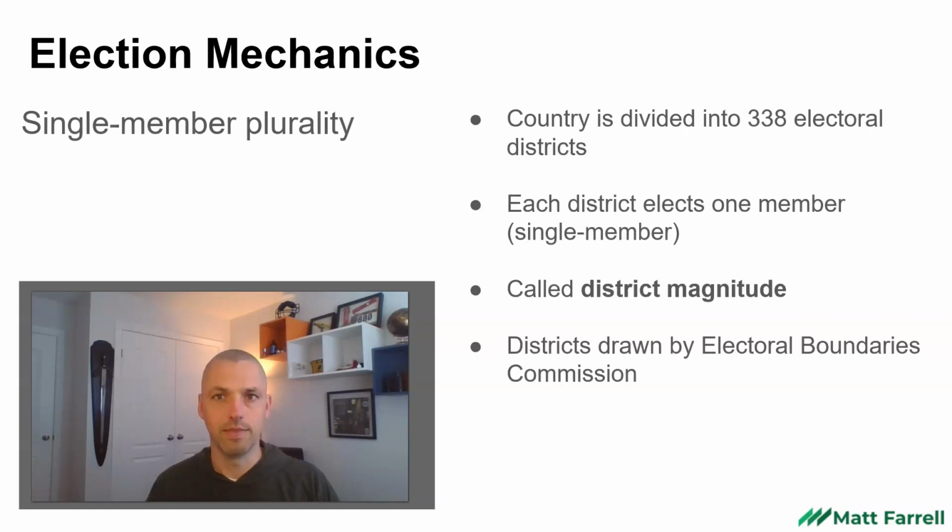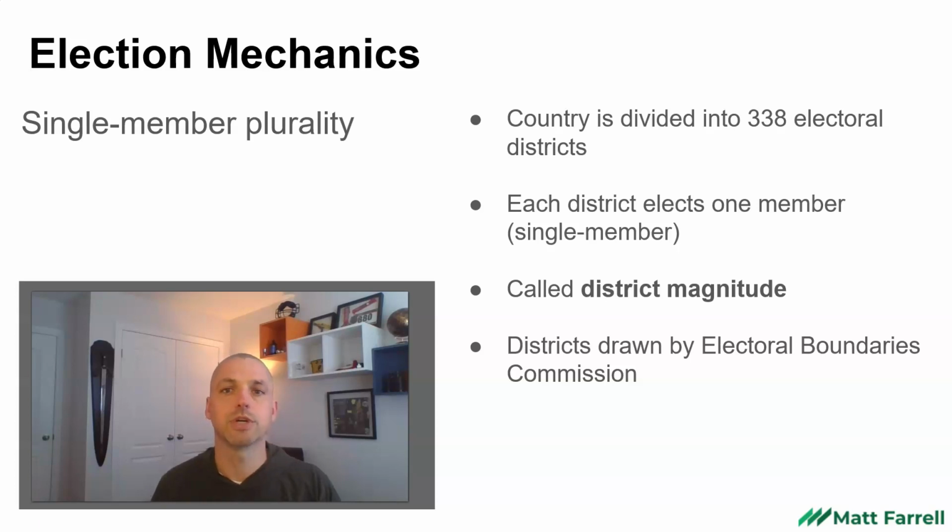Now, starting with the district. Canada is divided up into 338 individual electoral districts. Each one of those picks one member, one representative to go to Ottawa and represent that district in Parliament. We call that a single member plurality system. That's where the single member part comes from: one member coming from each riding.